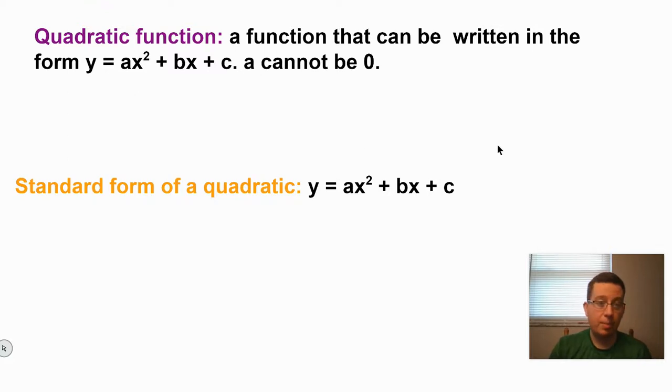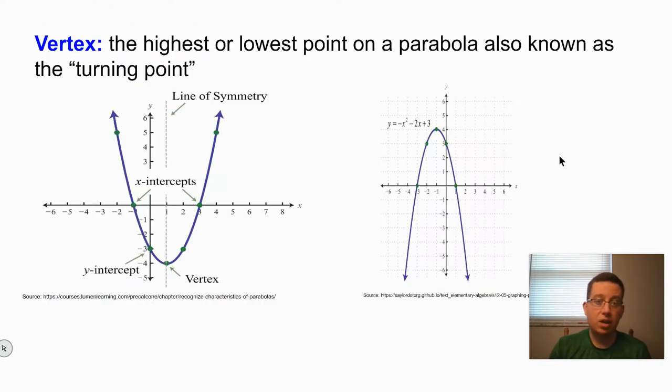Now, in a parabola, we have this thing called a vertex. Now, it is the highest or lowest point.